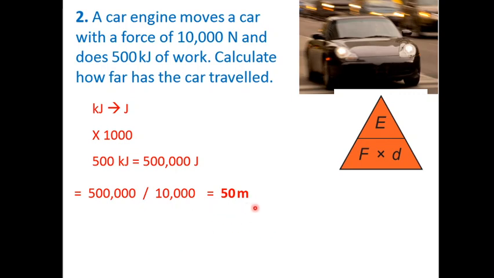It's always really good when you do a calculation to sense check your answer. So does that answer make sense? Well, it's a car that's moving along, and 50 metres seems to be a sensible distance for the car to have travelled. So always good to have a look at your answer and see, does it actually make sense in the context of the question? And this one does. So now we can move on to the next one, which was question 3.